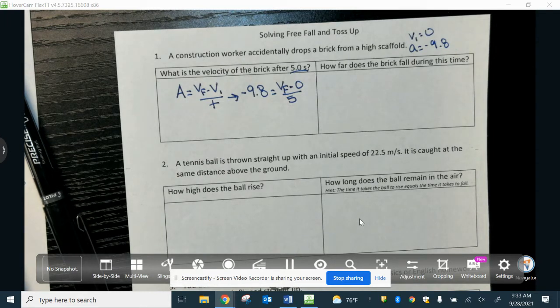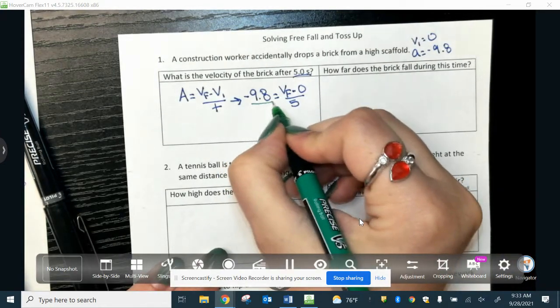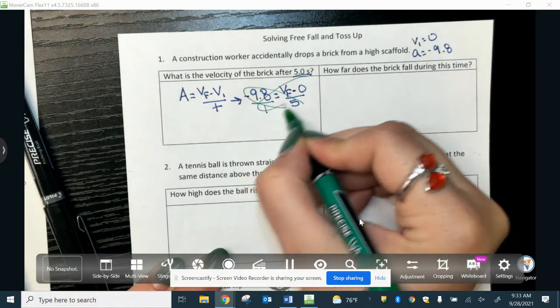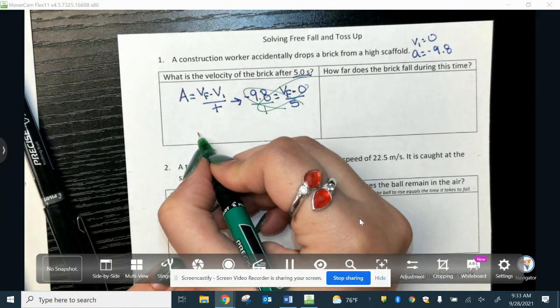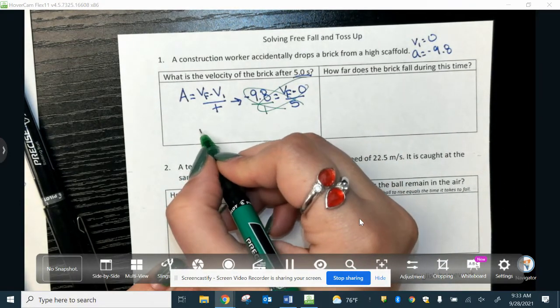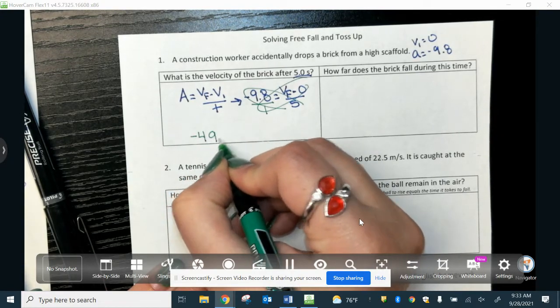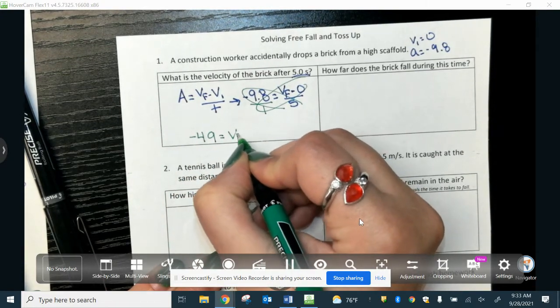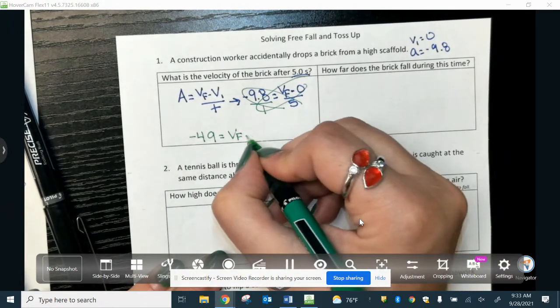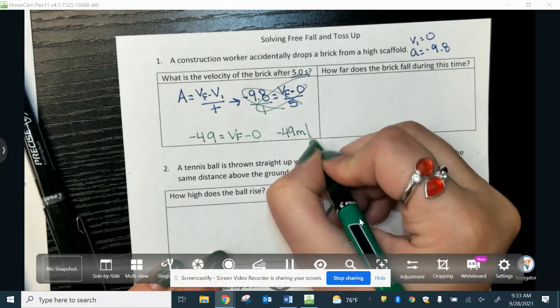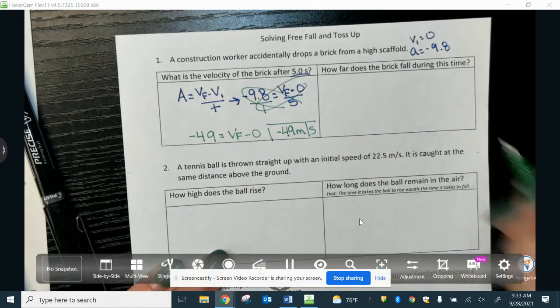Once I have that, I need to get rid of my fractions first. So I'll put this over 1. I'm going to cross multiply it. Negative 9.8 times 5 should be negative 49, which is equal to VF minus 0. So my answer is negative 49 meters per second.